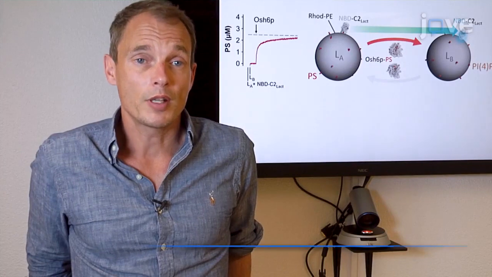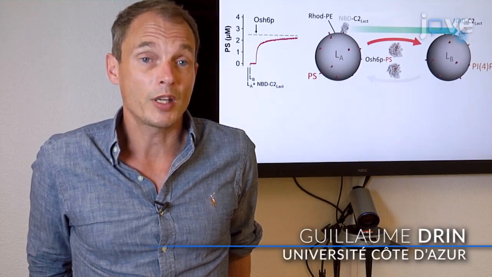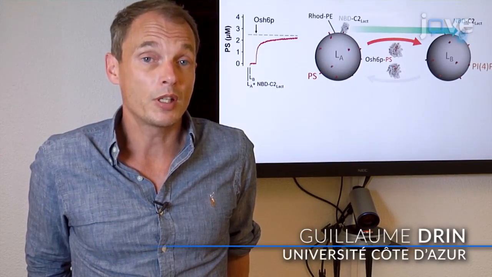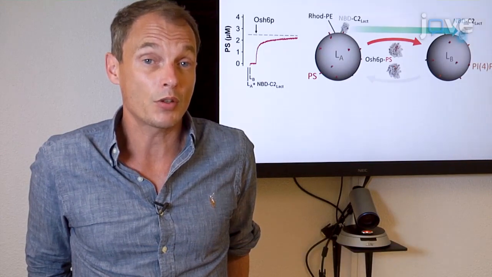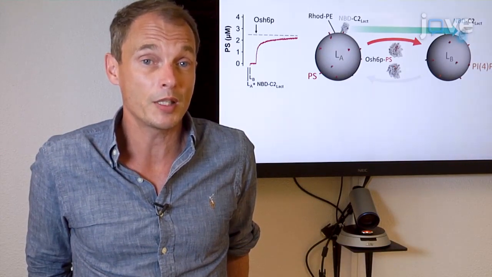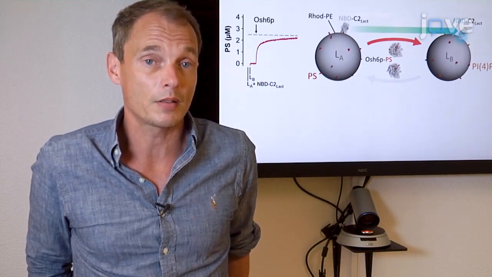This method uses fluorescence to determine if a protein transfers two biologically important lipids between synthetic membranes and thus contributes to the distribution of these lipids inside eukaryotic cells. This technique makes it possible to readily measure the extraction and transport of a natural lipid by a protein.